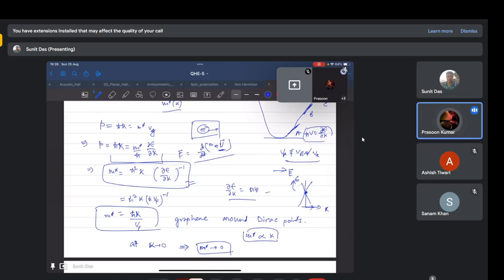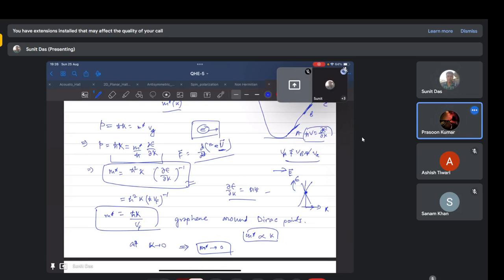Okay, sir. Thanks a lot. So, as you explained, effective mass is essentially a property of the dispersion relation, right? Since the dispersion relation changed, the definition got redefined in such a way that there is consistency within the formulation.